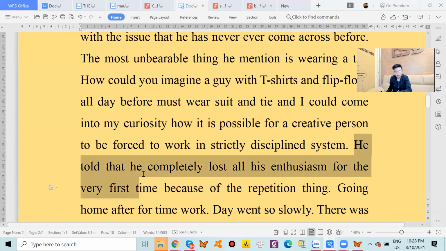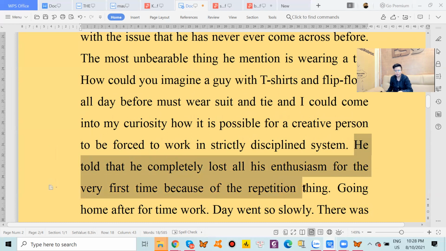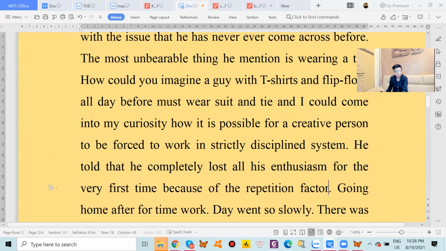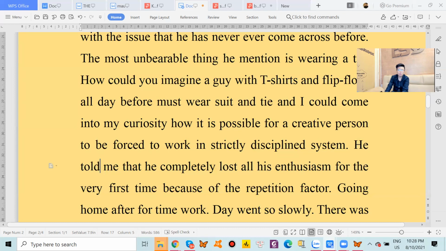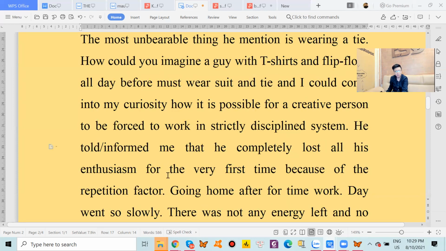So right here next, no, he told me that, or he said to me that, or he said that. He completely lost all his enthusiasm for the very first time because of the repetition thing. Thing, no, don't symbolize your English like this. You should use the word factor. So right here, he told me that, the word told is so much like spoken English. Yes, of course, right now it's spoken English, but right here, you can say that he informed me that he completely lost all of his enthusiasm for the very first time because of the repetition factor or because of the repetition issue.